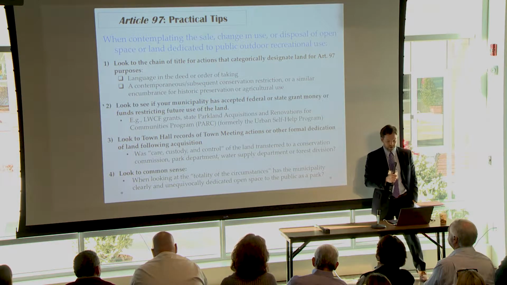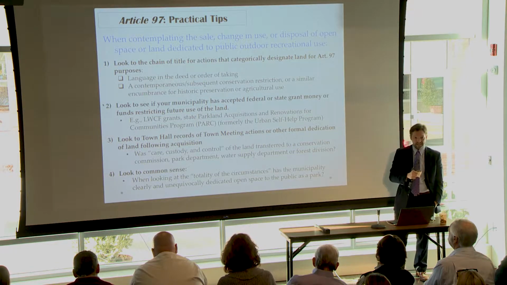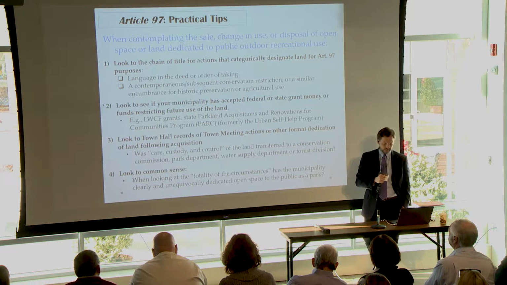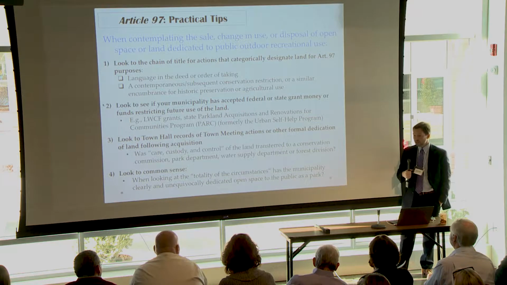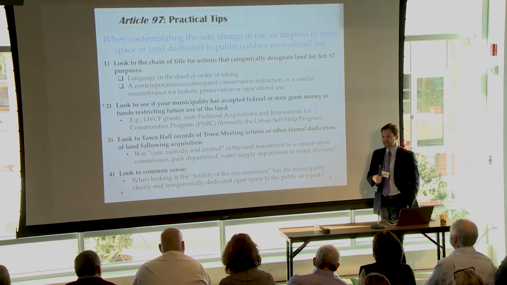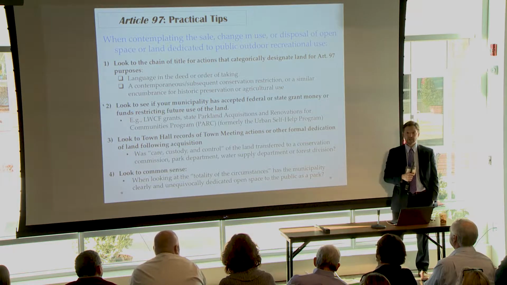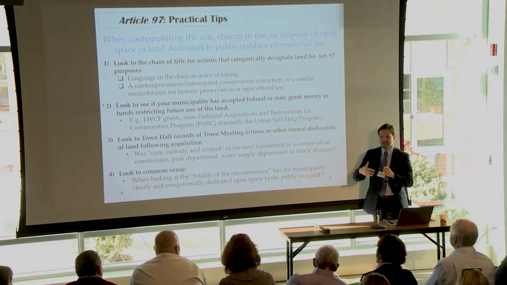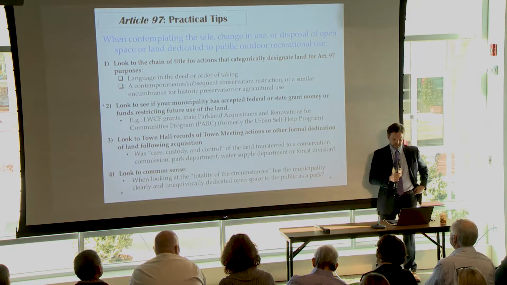Look back through the town records, look at old town meeting actions, other formal dedications. Was the care, custody, and control of that property ever conveyed to a conservation commission, park department, or some other similar local board? If so, you're in a pretty good spot to start cobbling together an argument that the actual use of this property has been for Article 97 purposes.